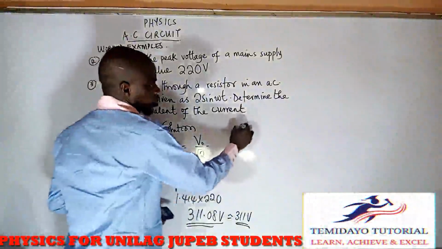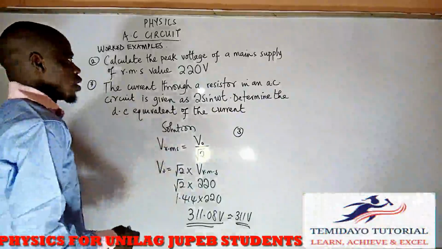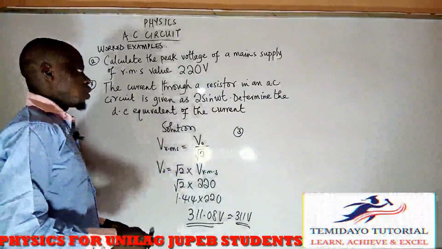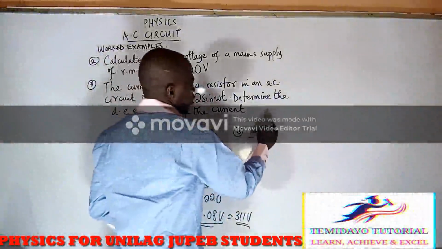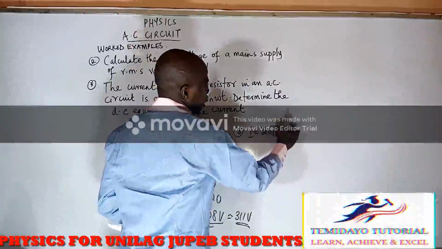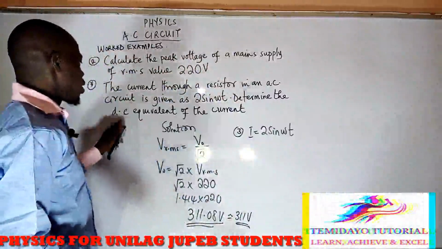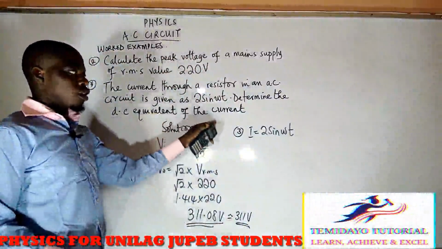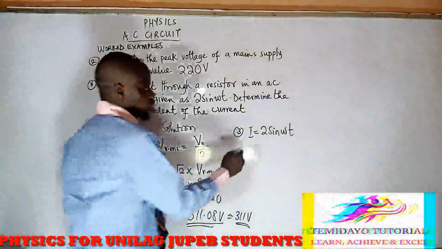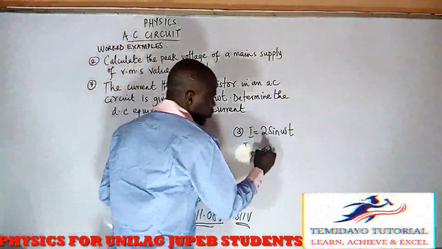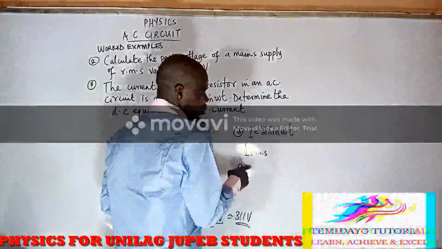Then for the third question, the current through a resistor in an AC circuit is given as I equals 2 sine omega t. Determine the DC equivalent of the current. Now, the DC equivalent of the current is going to be the RMS value. That is what we want to determine.